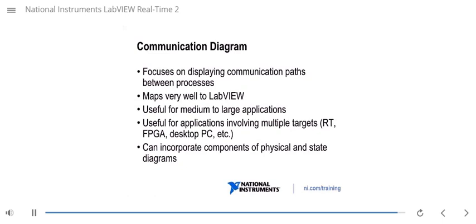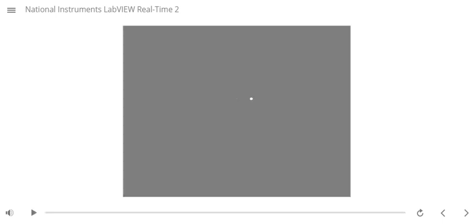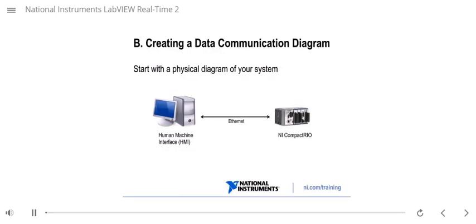So now you can describe various types and purposes of diagrams. Coming up next, we're going to create a data communication diagram. In the previous section, we described various types and purposes of diagrams. By the end of this module, you'll be able to create your own data communication diagram.